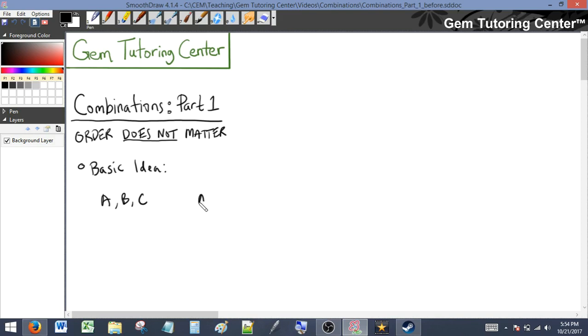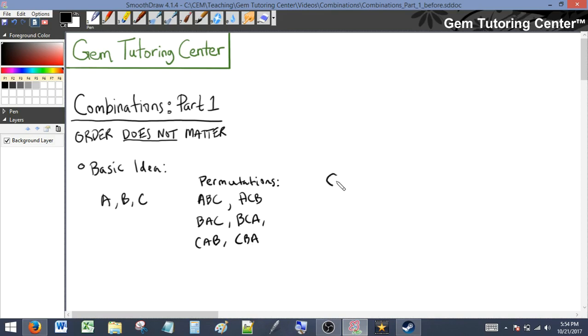So normally, with permutations, we would have ABC, ACB, BAC, BCA, CAB, and CBA. Okay, so these would be permutations. And they're called permutations because order matters in these, right? This is not the same as this. This is not the same as this. This is not the same as that, etc.